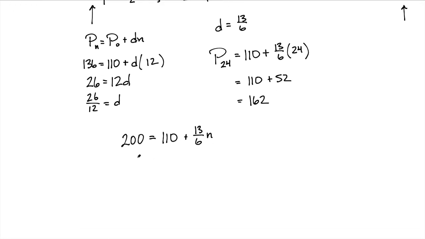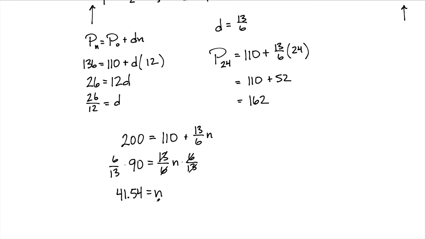Subtracting 110 from both sides, we have 90 equals 13 over 6 times N. Multiplying both sides by 6 over 13, we'll cancel that fraction on the right side, and now we just need to multiply this. Plugging this into our calculator gives us an approximate 41.54 for N.